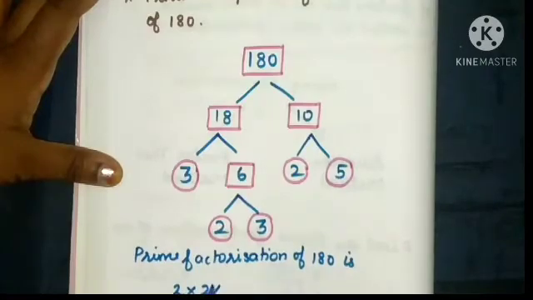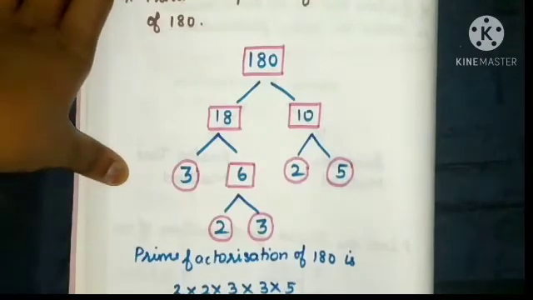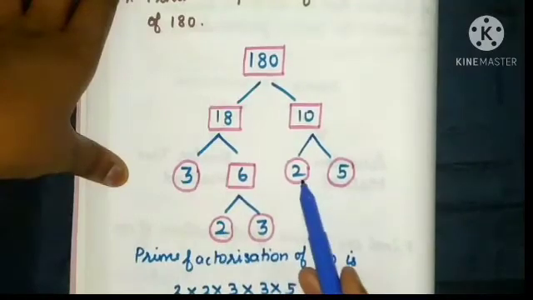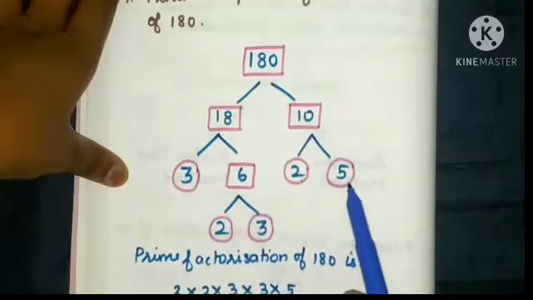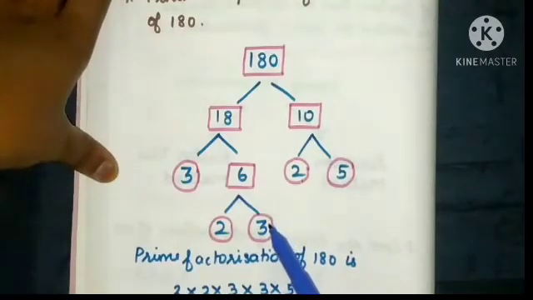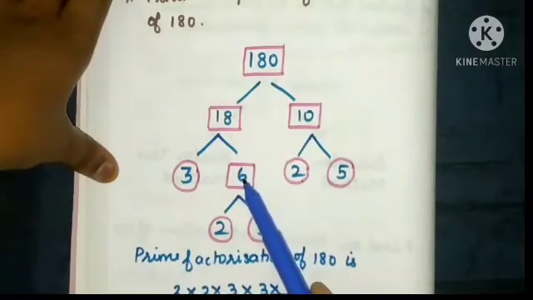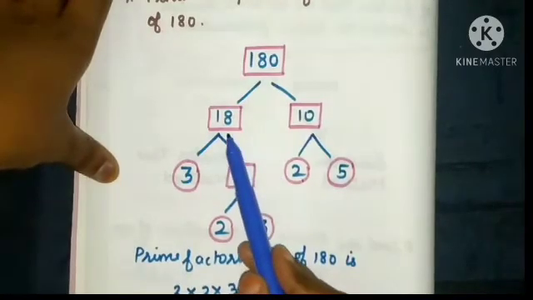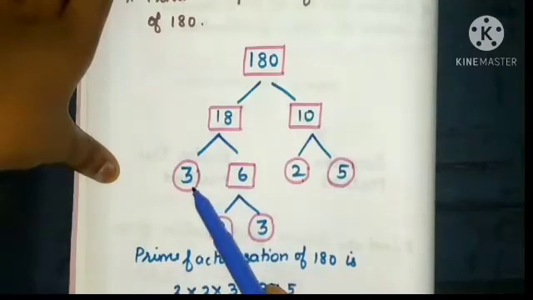2 into 2 into 3 into 3 into 5. You have to arrange the prime factors in ascending order, 2 into 2 into 3 into 3 into 5. You have to mark the prime numbers with a circle. That's why I told you to mark prime numbers with a circle. If you write the composite numbers here, your answer will be wrong. So, mark the composite numbers with square boxes and mark the prime numbers with circles.